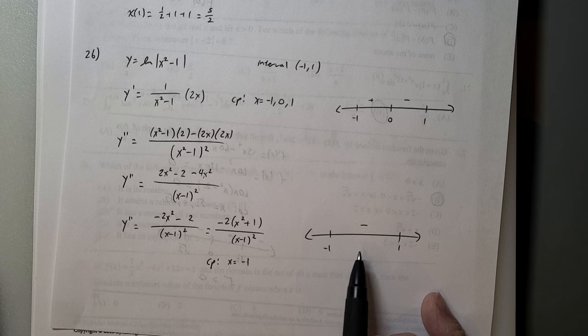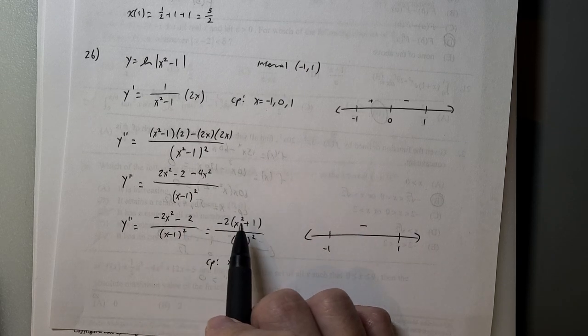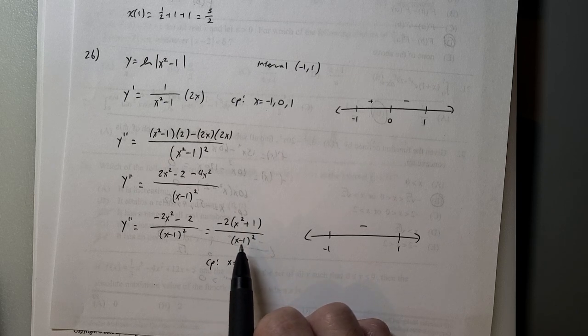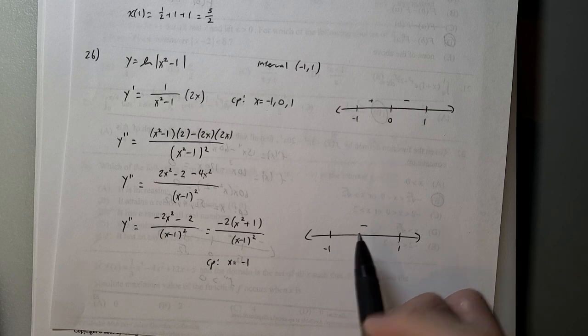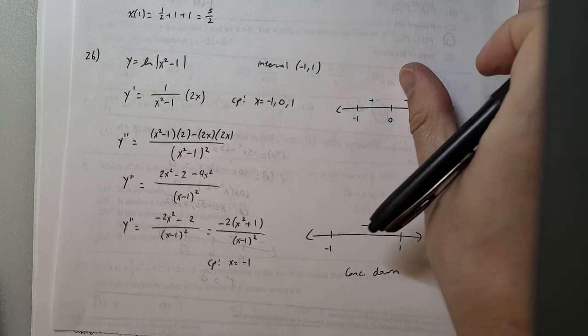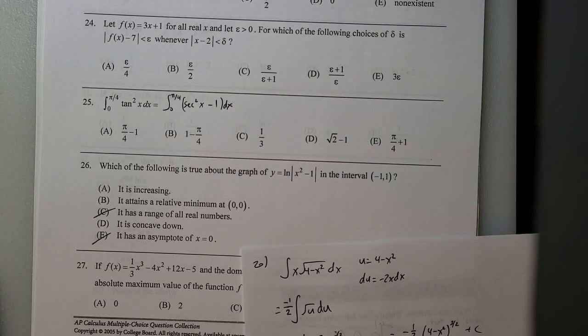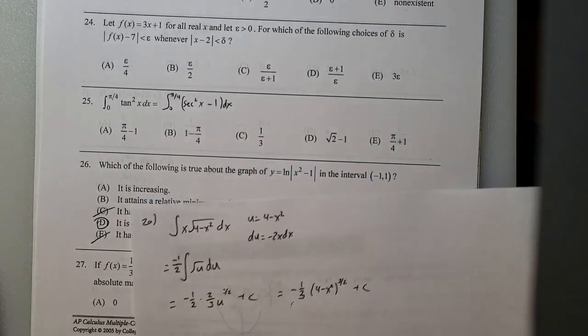So we plug in x is 0. What happens here? This would be positive, because something squared is always positive. But we have the -2, which is negative. So it becomes negative. So we know that this is always concave down. Okay? So it looks like it's D actually, but let's check for these two.